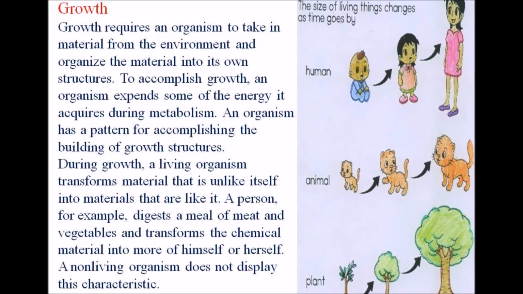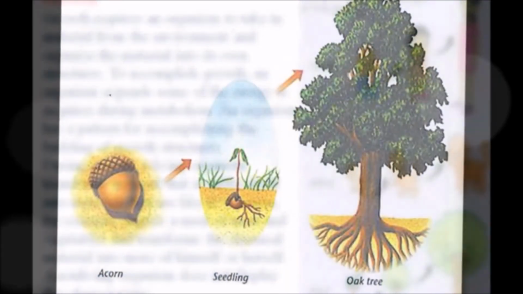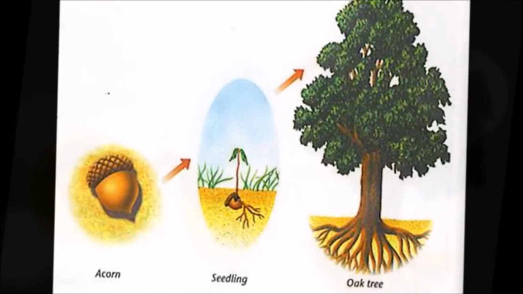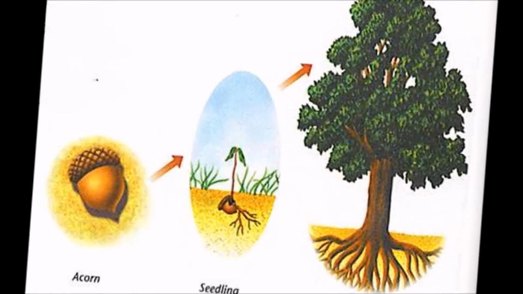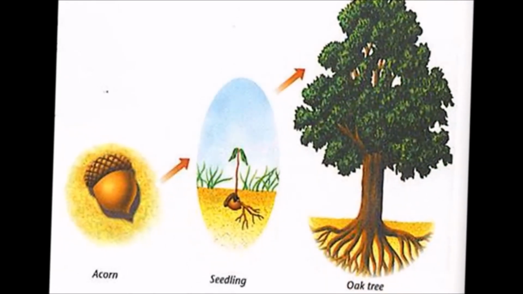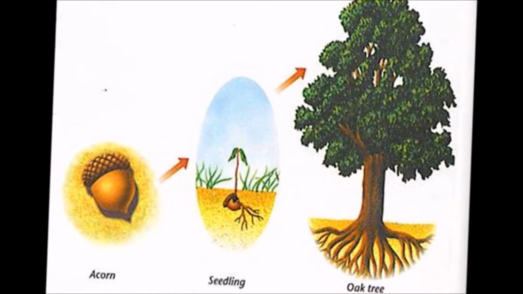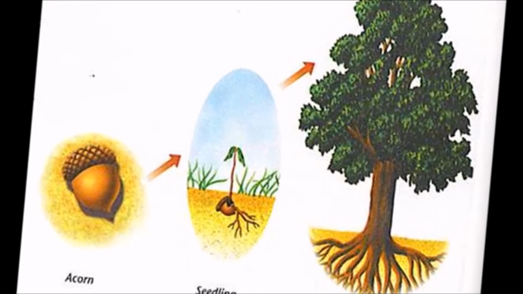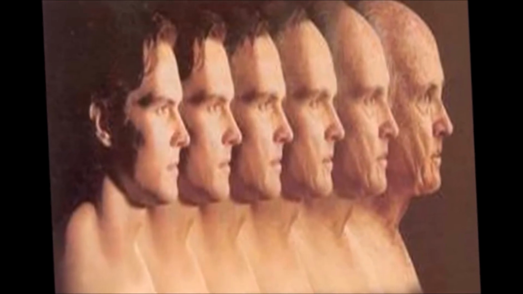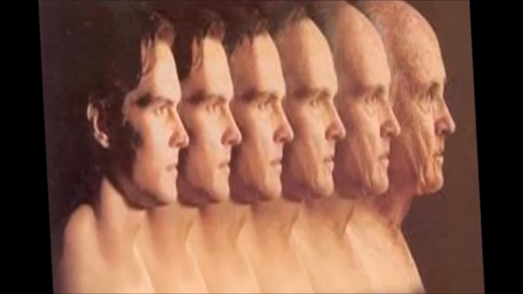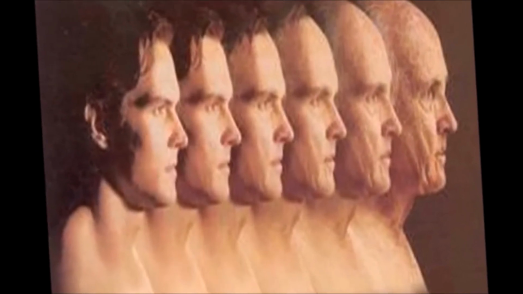Growth. Growth requires an organism to take in material from the environment and organize the material into its own structure. To accomplish growth, an organism expends some of the energy it acquires during metabolism. An organism has a pattern for accomplishing the building of growth structures. During growth, a living organism transforms material that is unlike itself into materials that are like it. A person, for example, digests a meal of meat and vegetables and transforms the chemical material into more of himself or herself. A non-living organism does not display this characteristic.